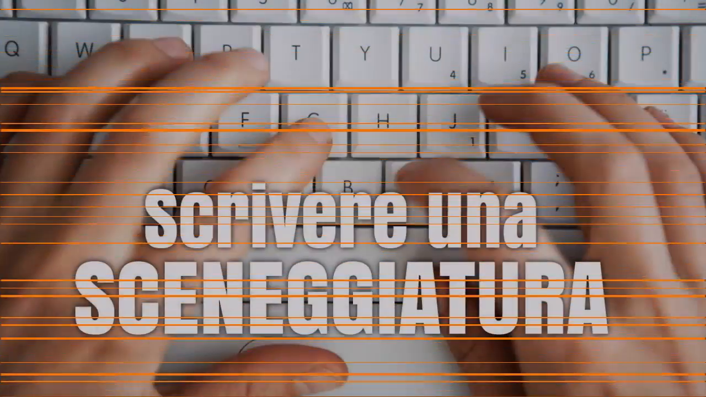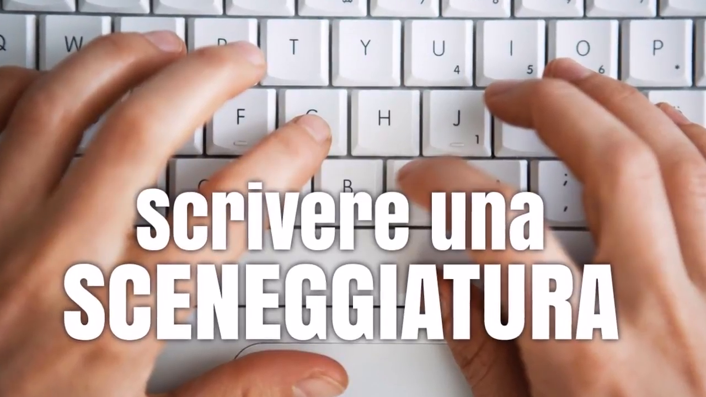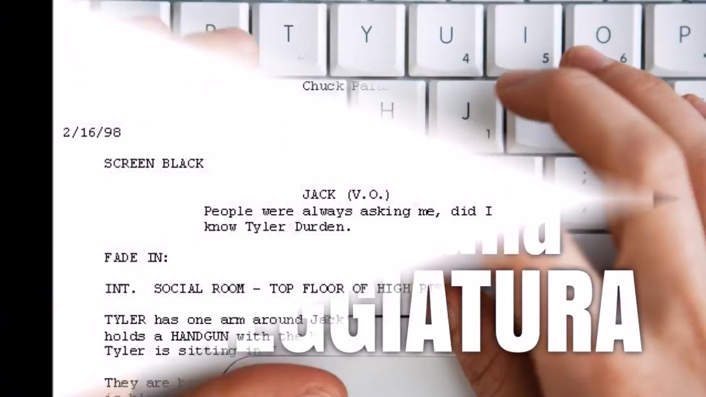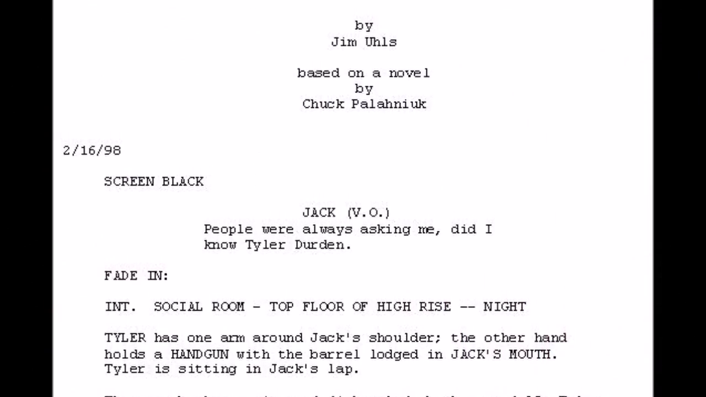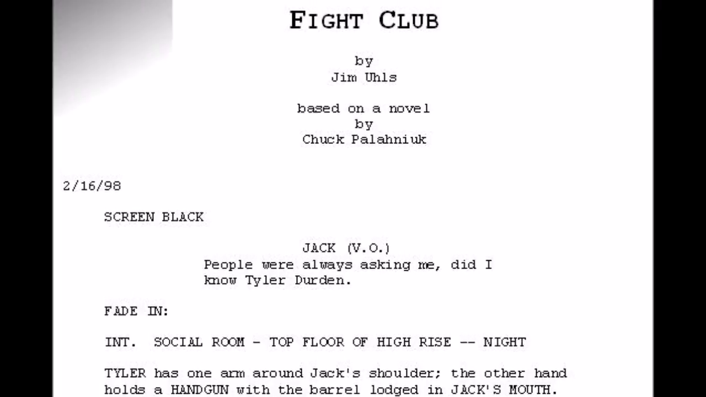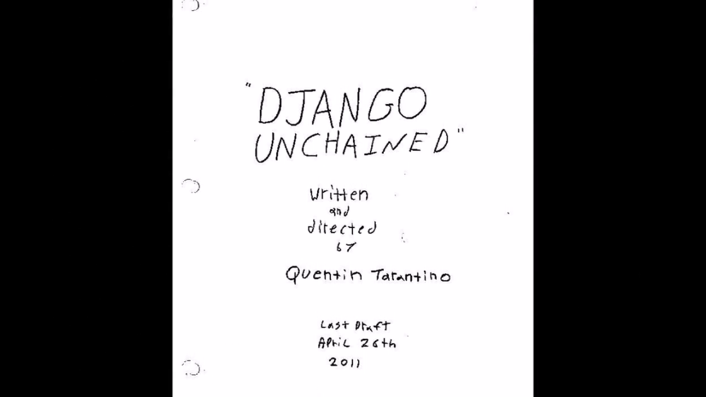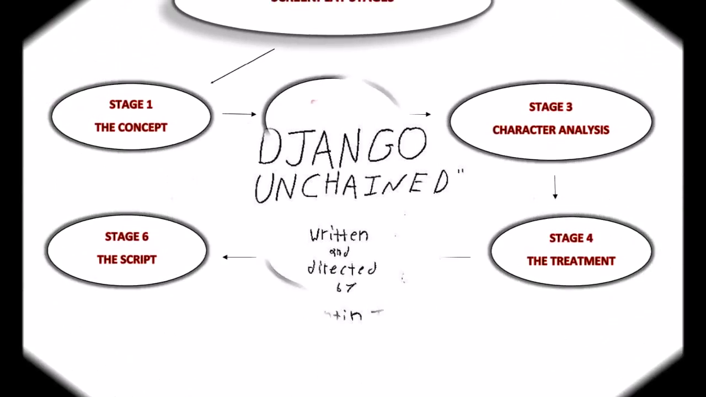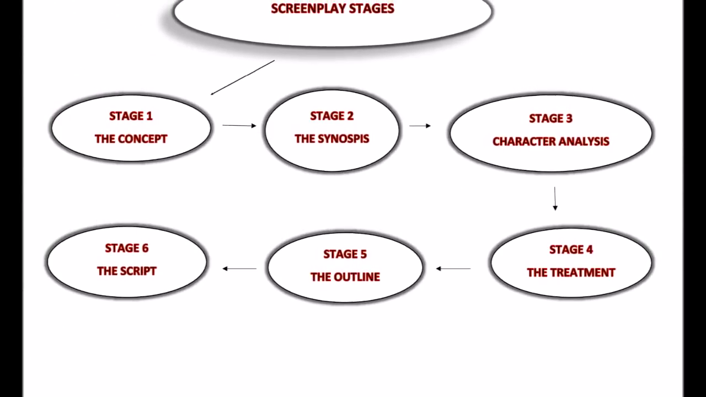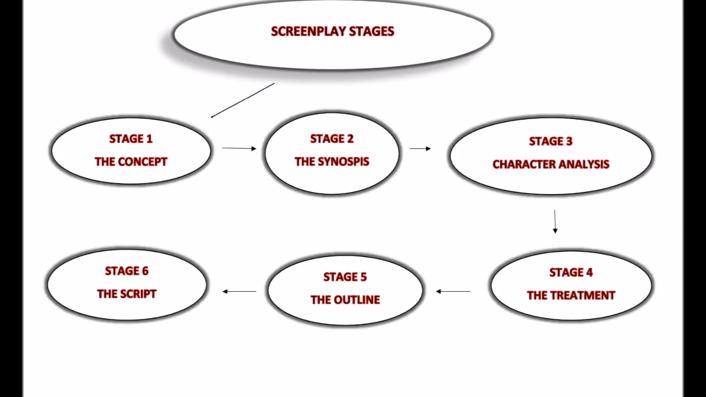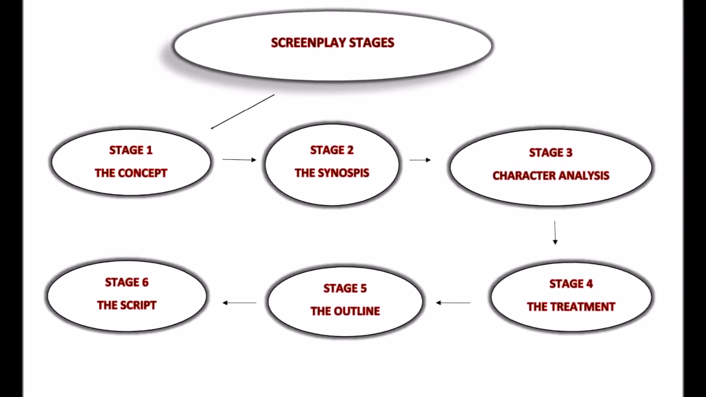My thesis, called Unconventional Rome, is a project for a screenplay for a short film. First of all, a screenplay can be adapted, so based, for example, on a novel, or original, so created by a screenwriter who often corresponds to the director. The writing of a screenplay is divided in 6 stages: the concept, the synopsis, the character analysis, the treatment, the outline, and the script.